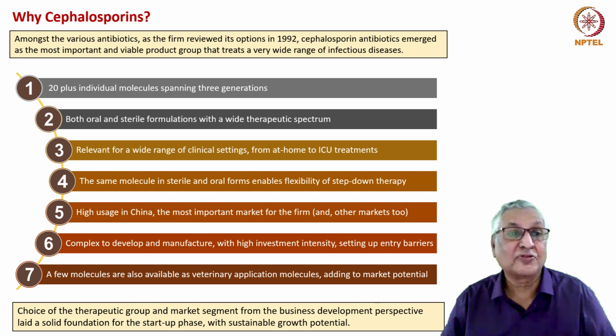Within APIs, why cephalosporins? Amongst the various antibiotics, as the firm reviewed its options in 1992, cephalosporin antibiotics emerged as the most important and viable product group that treats a very wide range of infectious diseases. 20 plus individual molecules spanning three generations, both oral and sterile formulations with a wide therapeutic spectrum, relevant for a wide range of clinical settings from at home to intensive care unit treatments.